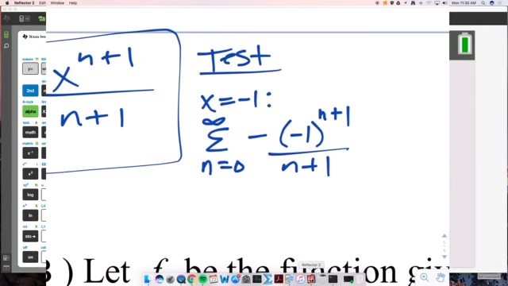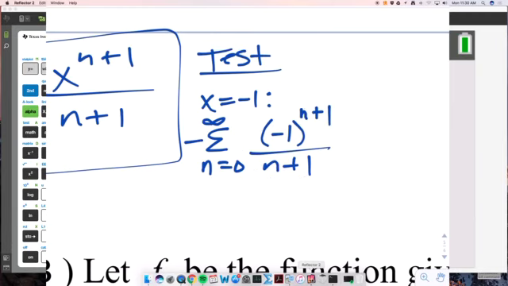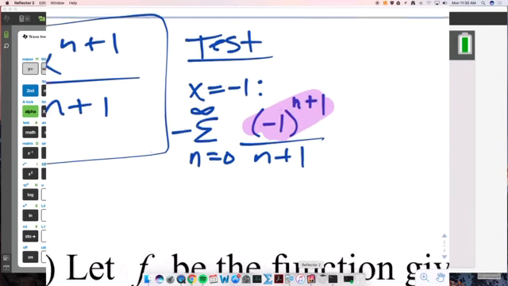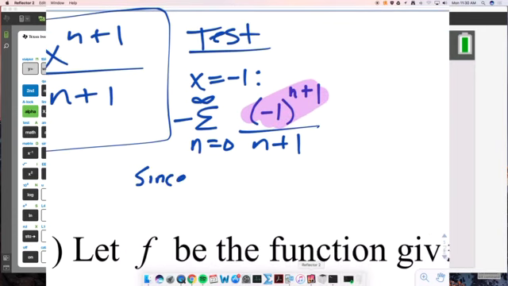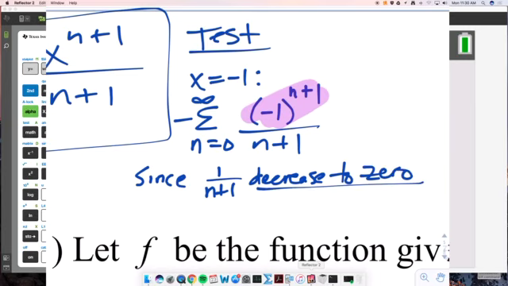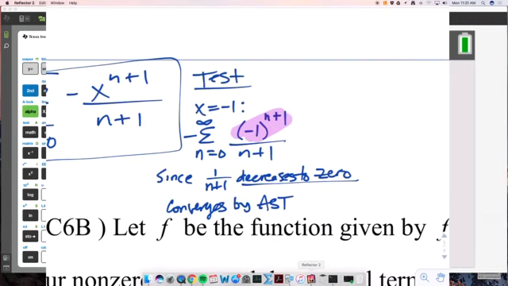That negative can actually come out front, because it's a negative coefficient. What do you know about this now? Yes, it converges. It's an alternating series. So you could say since what's left, 1 over n plus 1, decreases to 0. That's the two things you need to say. This thing converges by the alternating series test. So we can now include the left endpoint, which we couldn't before.